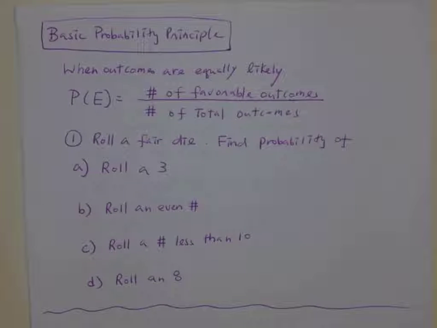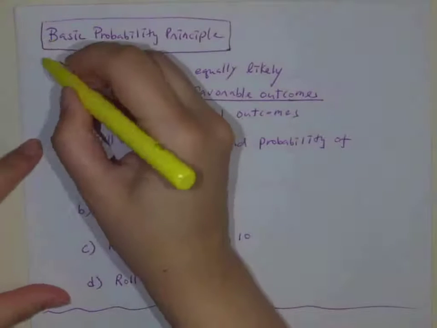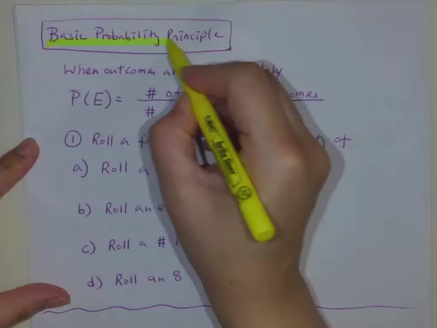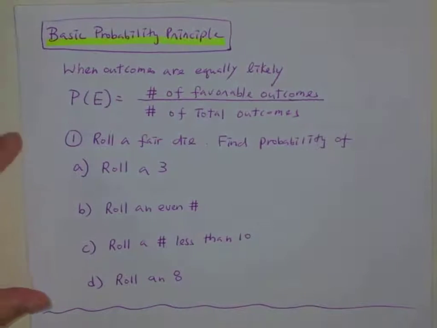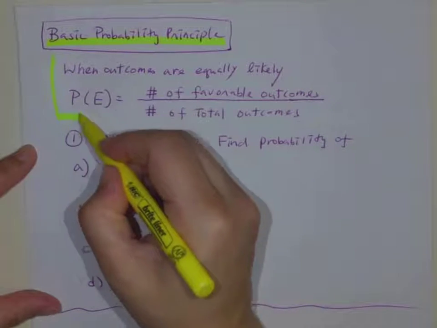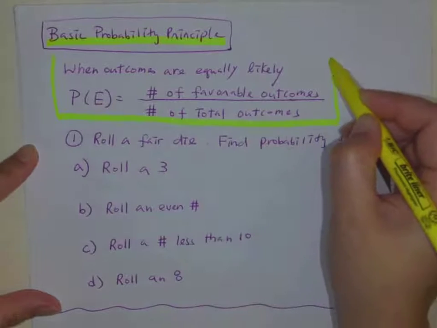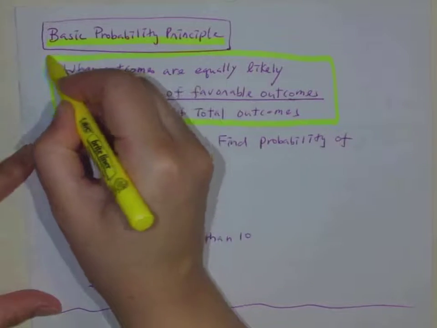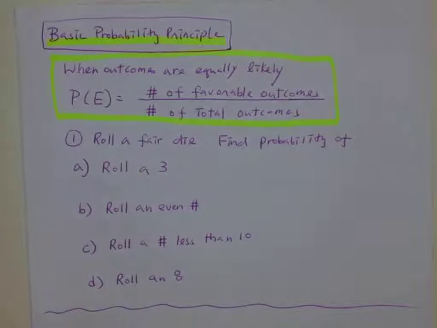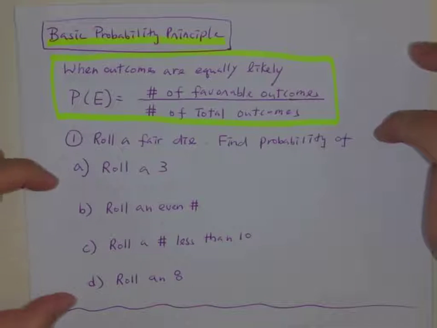This is the second video for 7.3. We are talking about the basic probability principle, and the next one is when we use this formula when the outcome is equally likely. So if you toss a coin, if it's a fair coin, the probability of getting the head and the tail should be the same, right?